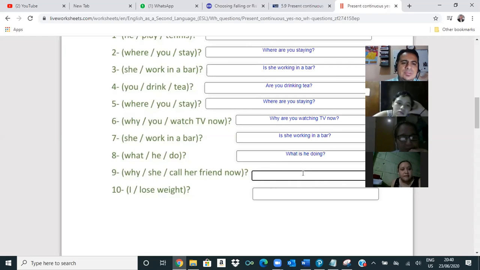What is he doing? Very good. Number nine. Why is she calling her friend now? Yes, very good. Why is she calling her friend now? Very good. And number 10?